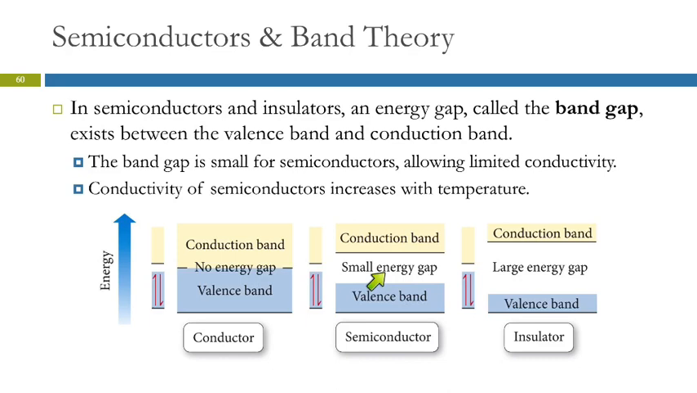Semiconductors have a small energy gap. Some electrons are going to have enough energy to jump up there and move around. The conductivity of semiconductors varies with the temperature. As you heat them up, more electrons have enough energy to get into the conduction band, and the semiconductor becomes more electrically conductive. This makes them really useful as temperature sensors.